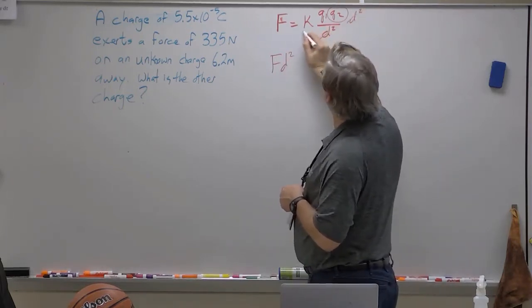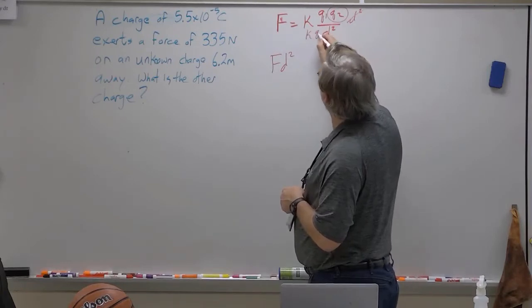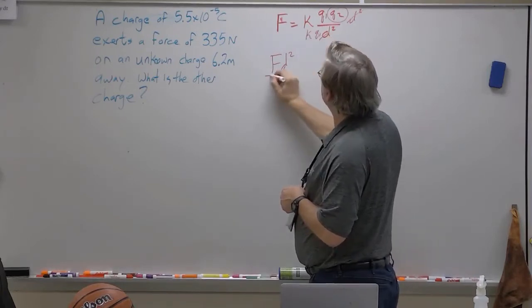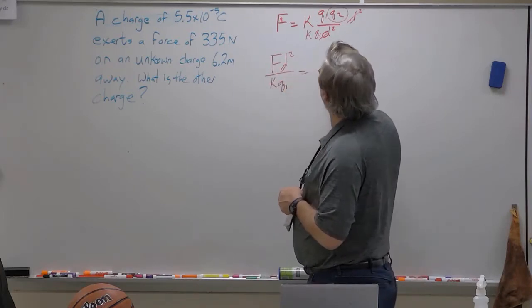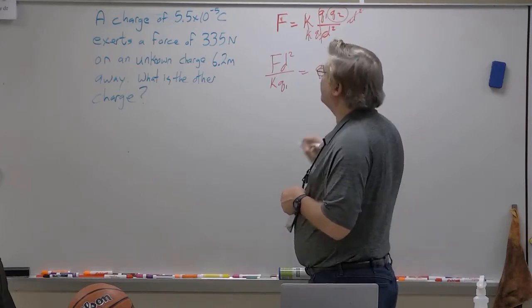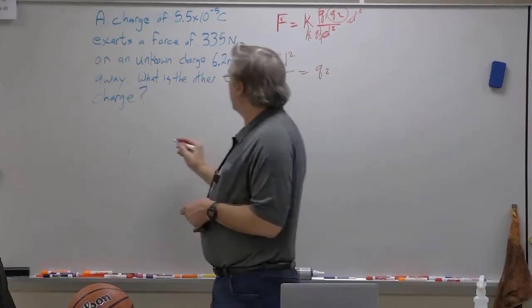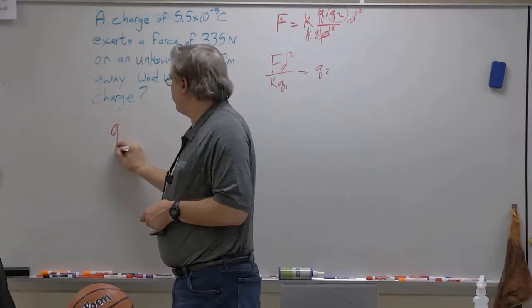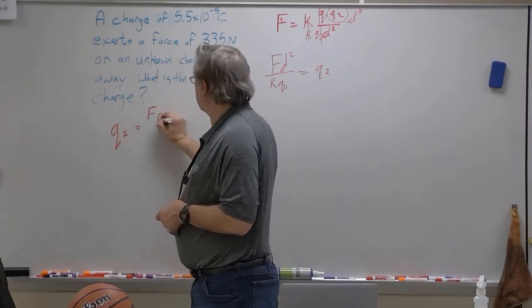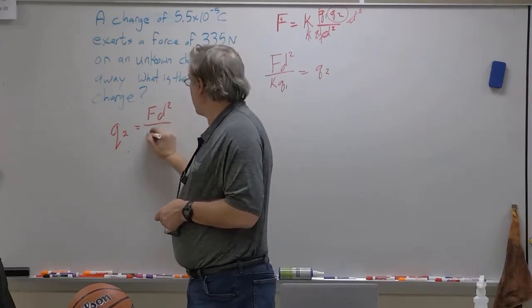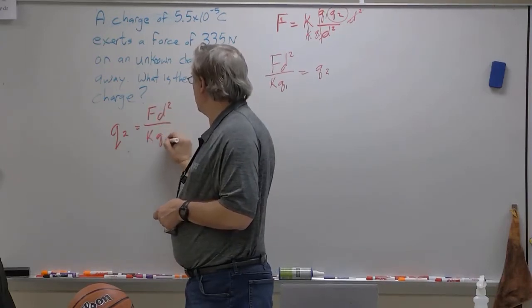And then I'm going to divide both sides by K and Q1. So we have K and Q1 here, and those cancel, and that leaves us with just Q2. So now we can substitute. So Q2 is equal to F times d squared over K Q1.